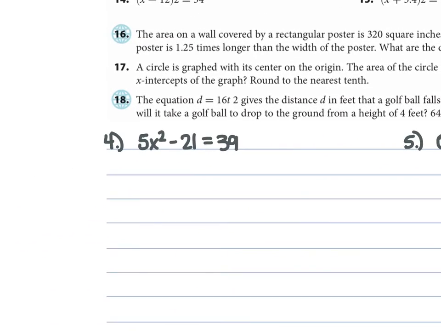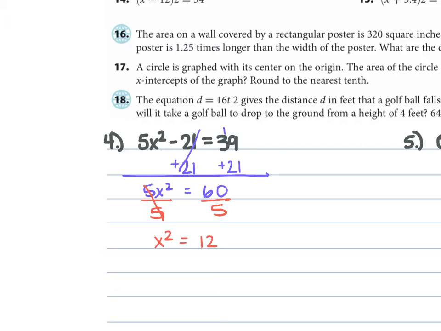For 4, we are solving 5x squared minus 21 is equal to 39. First, we're going to get that x squared by itself. So we're going to undo any addition or subtraction that we have. That 21 we're going to move over by adding it to both sides. So we have 5x squared is equal to 39 plus 21. 9 plus 1 is 10. Carry the 1. 3 plus 2 is 5 plus 1 is 6. So that's 5x squared is equal to 60. We divide each side by the 5 and get x squared is equal to 12.